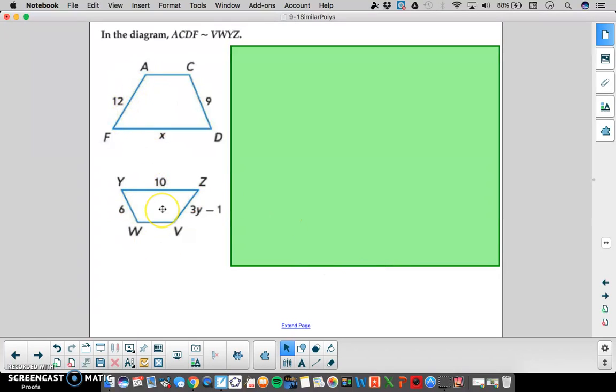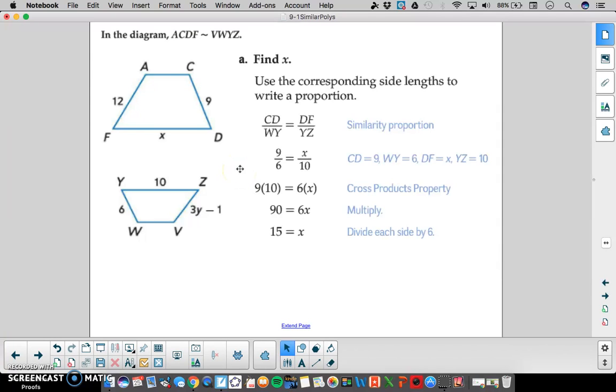Right, in this diagram, we know that ACDF is similar to VWYZ. So A is going to match with V, C is going to match with W, D is going to match with Y, and F is going to match with Z. So what I want to do is solve for X and Y. Because I know these are similar figures, I know I can use proportions. So I can set up a proportion to match up pieces. I know that CD is going to match with WY, and DF is going to match with YZ.